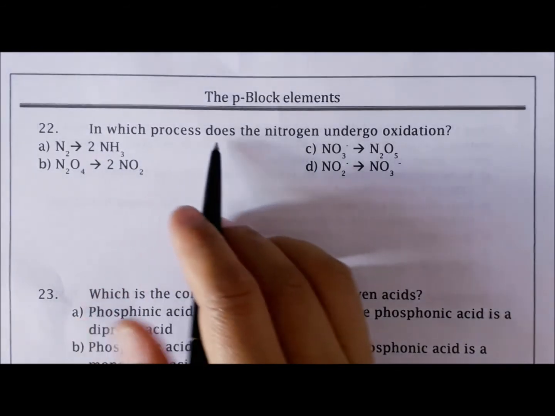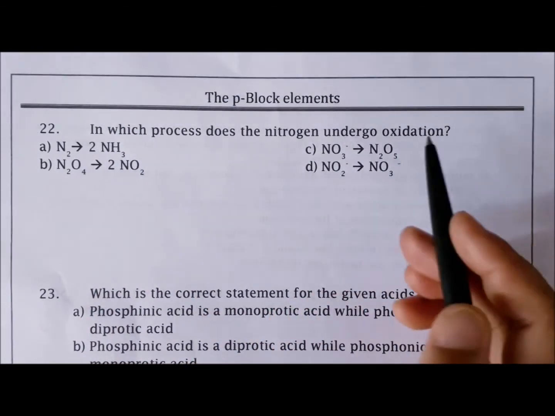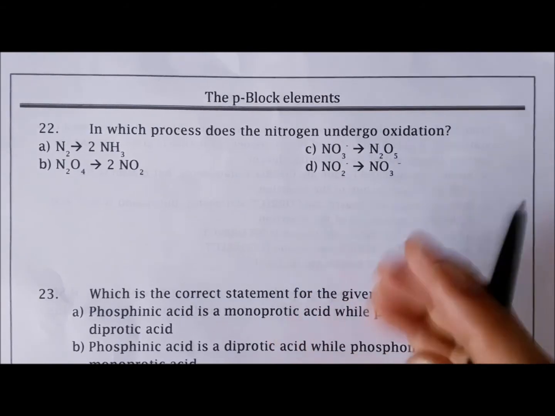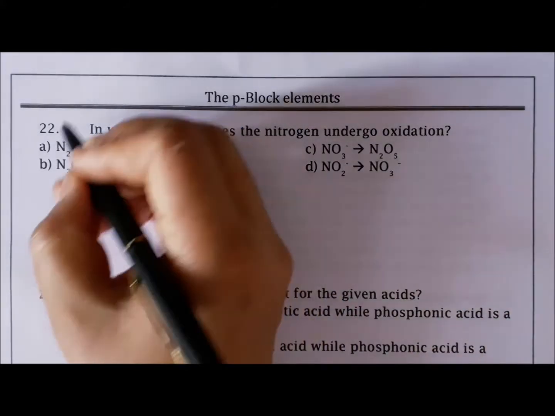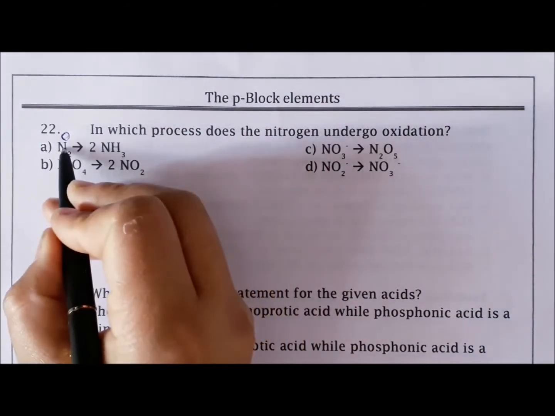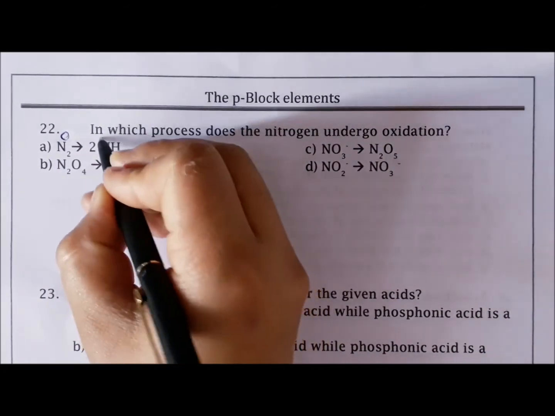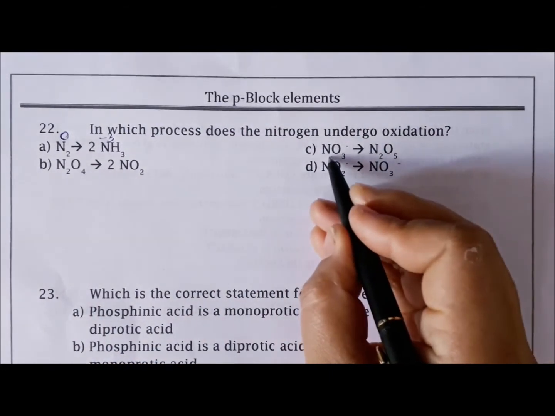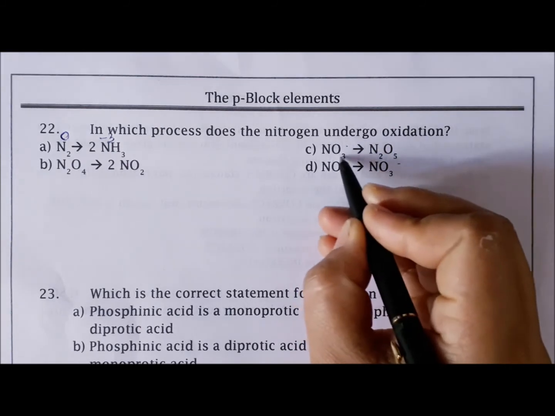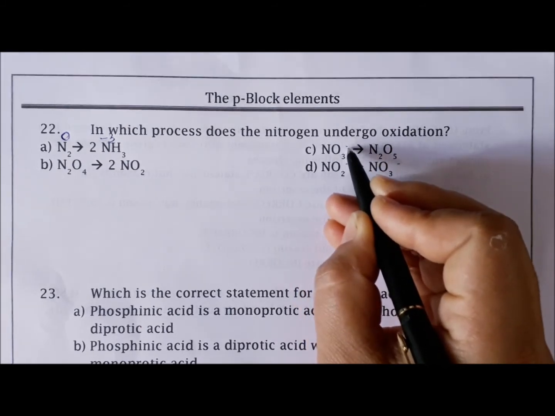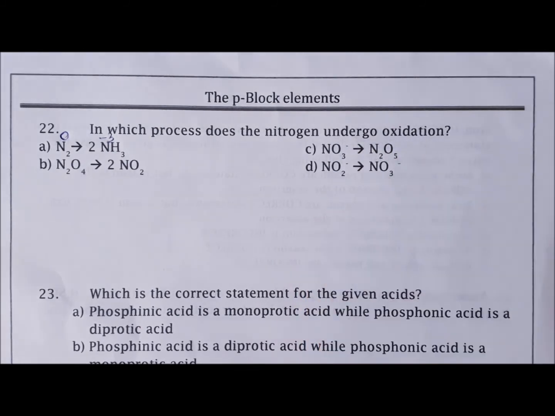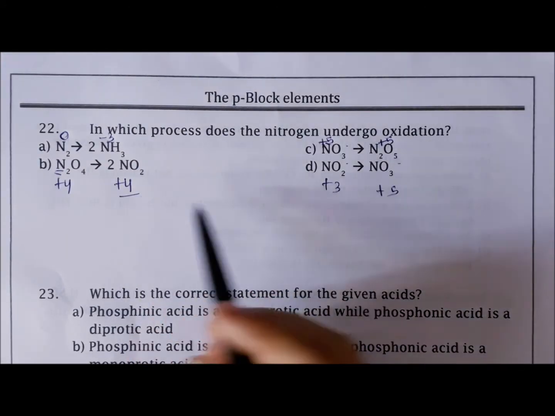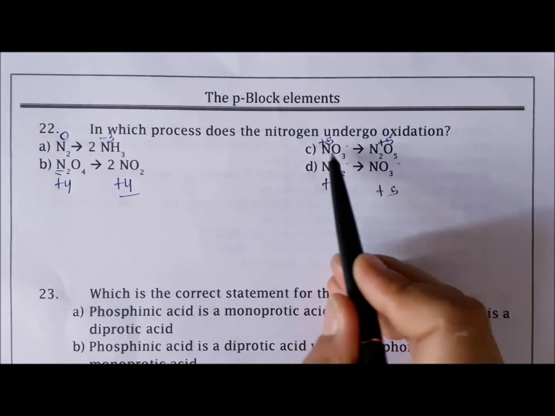In which process does the nitrogen undergo oxidation? Again, check the oxidation number. If it is increasing, then it is oxidation. In NH3, the oxidation number is -3. In this case, what is the oxidation number? This is +5, right? So the oxidation number here is +5 and there is no change.